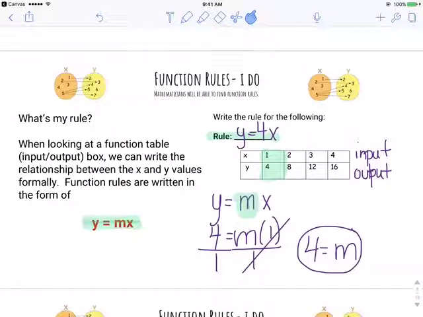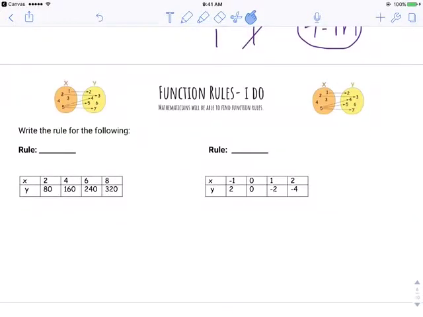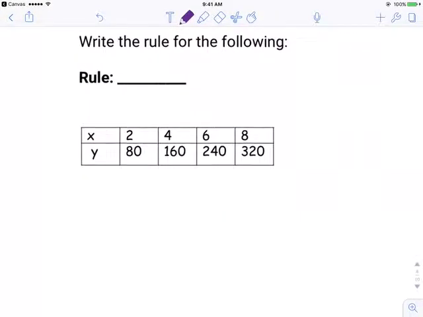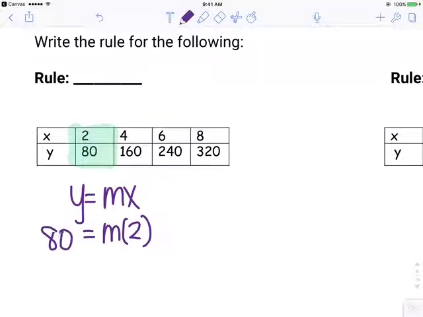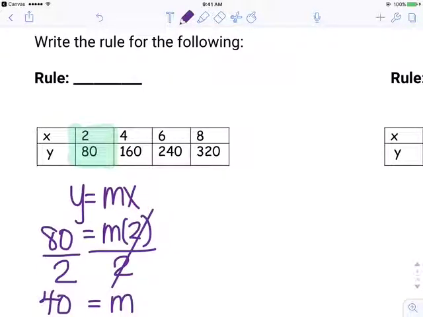So I'm going to do 2 more for you on the next slide, all using that same form, y equals mx. So if we're concentrating on just this one, y equals mx. I'm going to highlight my first set of numbers because that's what I'm going to use. I'm always going to pick those, but it should work for all of them. x is 2, so m, then 2 in parentheses, and y is 80. I'm going to divide by 2 on both sides. Cancel my 2's because they equal 1. Bring my m down. And 80 divided by 2 is 40. So when I put that in my rule form, y equals, I'm going to substitute in 40 for m, so 40x.